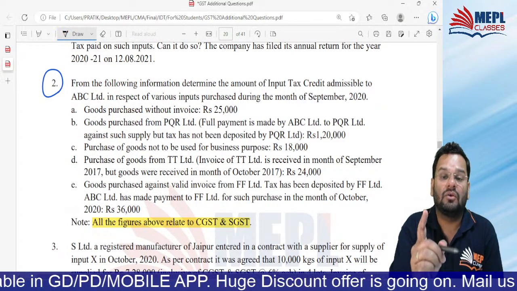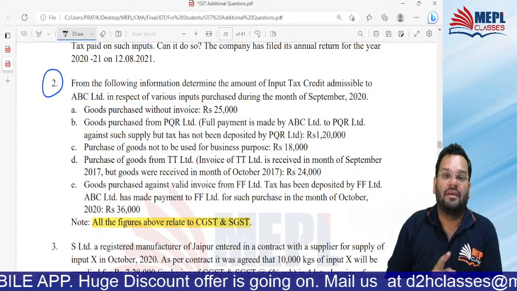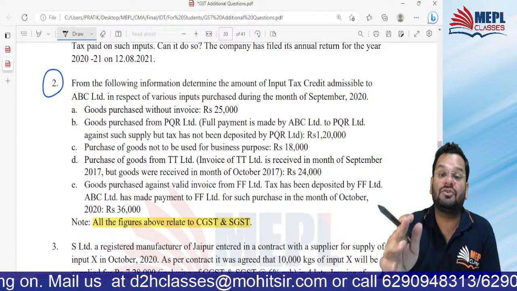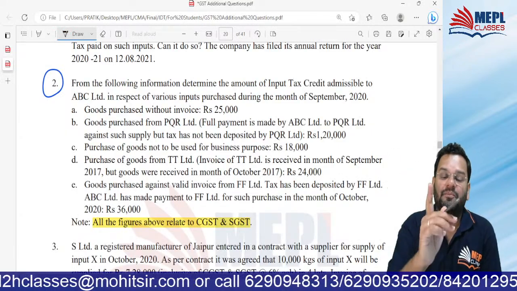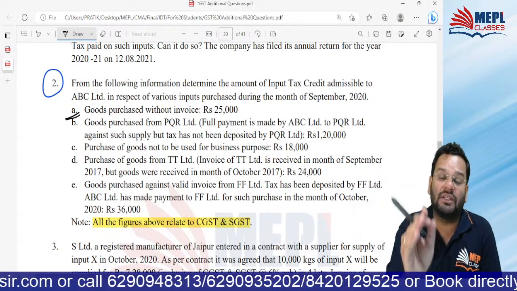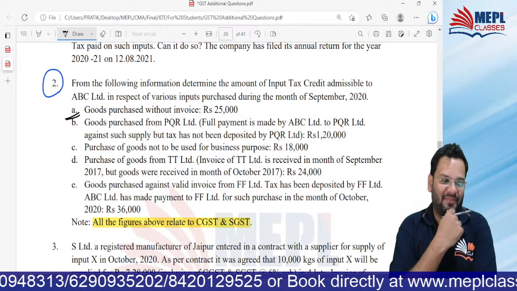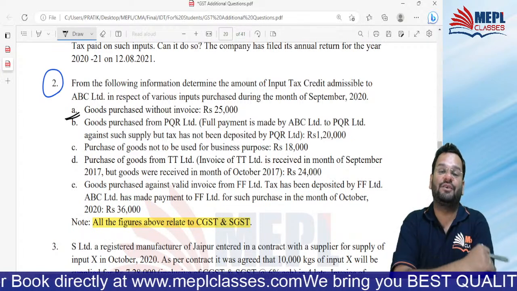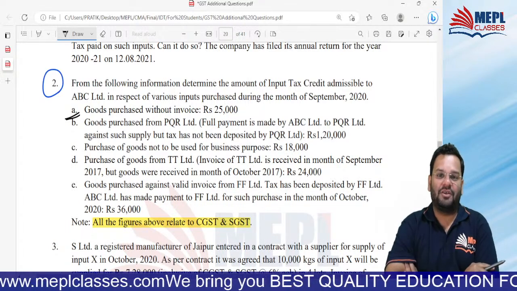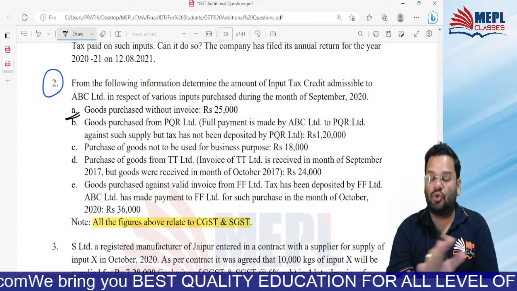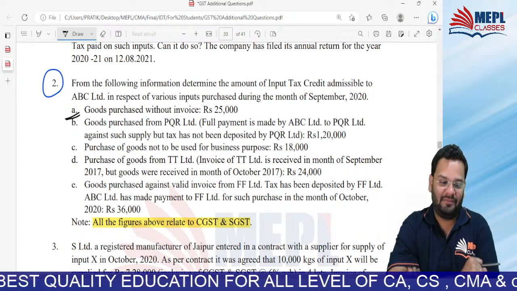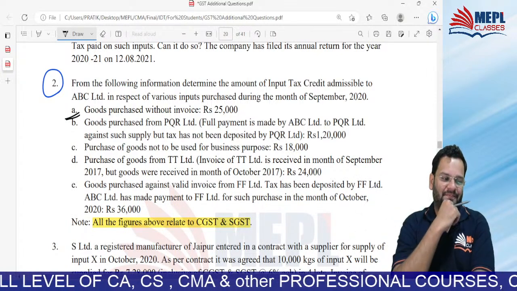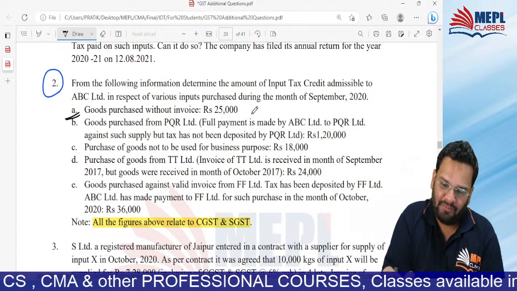First point, goods purchased. Now guys, I could accept that you did not participate in this discussion, but now at least in solutions you should participate. Tell me, can you claim ITC on goods purchased without invoice? Yes or no? Even if you participate in this discussion, I will say that you have successfully understood the things, because whatever we discussed today, these two questions which we are going to discuss are a summary of that. So tell me, goods purchased without invoice, can you claim ITC? So, no ITC.